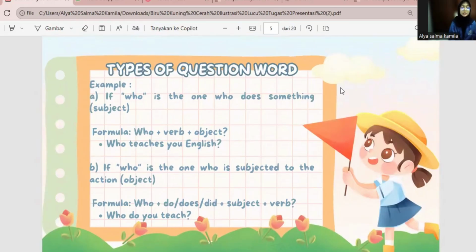If who is the subject, the structure is who plus verb plus object. Example, "Who teaches your English?" Here, who is the subject, the person doing the teaching. If who is the object, we add an auxiliary: who plus do, does, did plus subject plus verb. Example, "Who do you teach?" In this case, you is the subject and who is the person receiving the action.